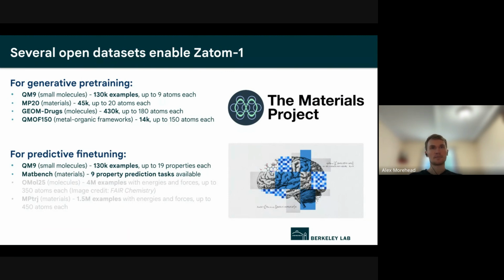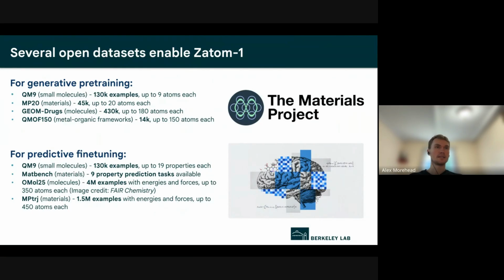So we've just described some property prediction tasks that we can fine-tune our model for. We can also make it a machine learning interatomic potential, or MLIP, if we have access to energy and force labels, which we do, thankfully, with these new data sets like OMol25 from Meta and MP trajectory for materials, which contain energy and force labels for molecules and materials, respectively.